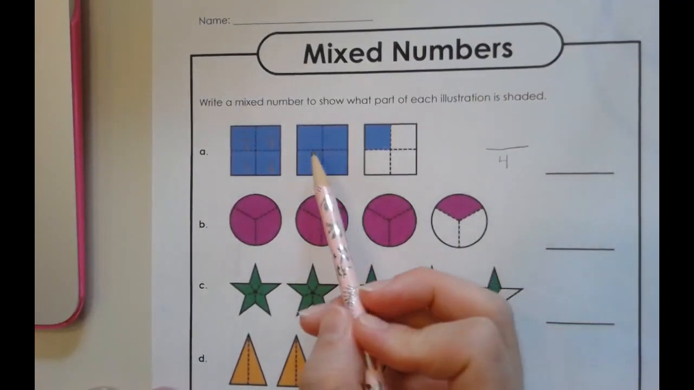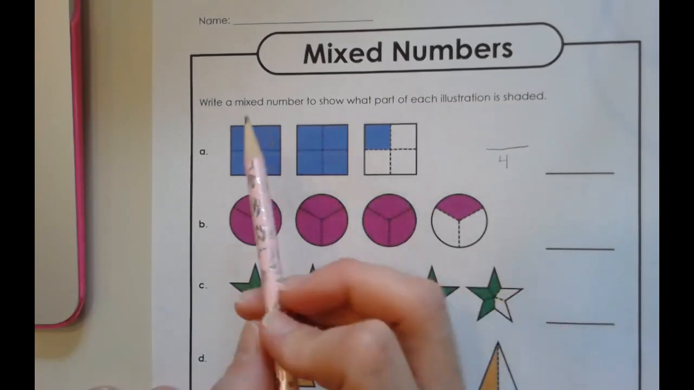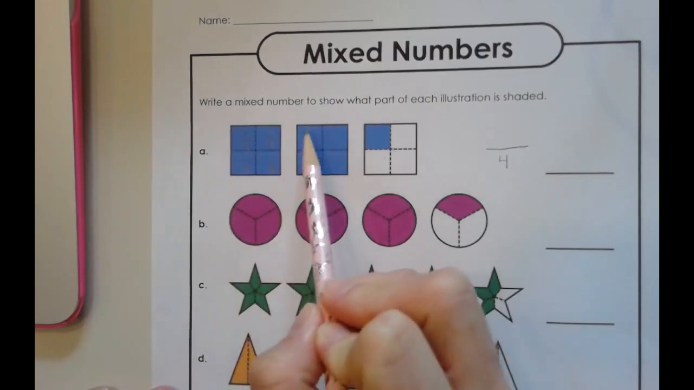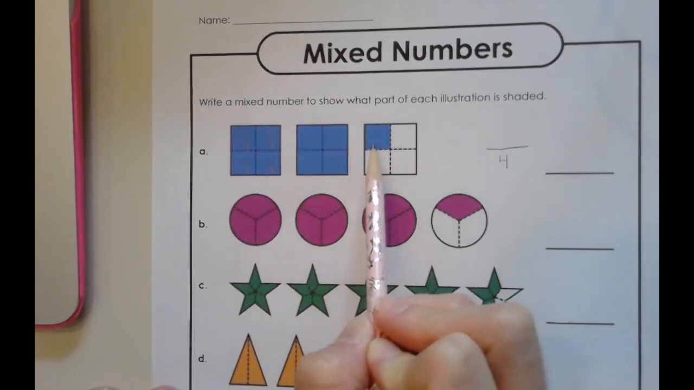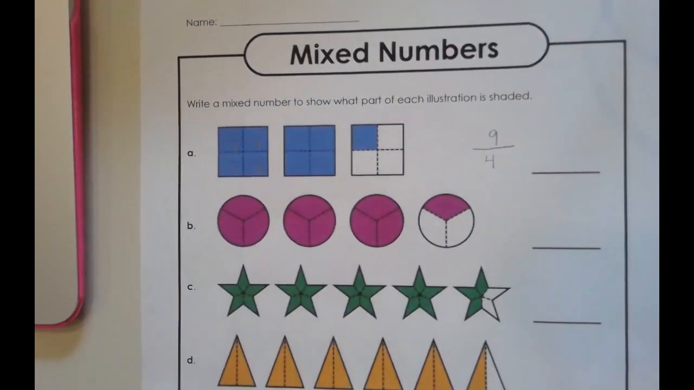Now, we're going to figure out how many of them are shaded. That's how many are left. 1, 2, 3, 4, 5, 6, 7, 8, 9. 9 of the fourths are shaded. So this fraction would be 9 fourths.